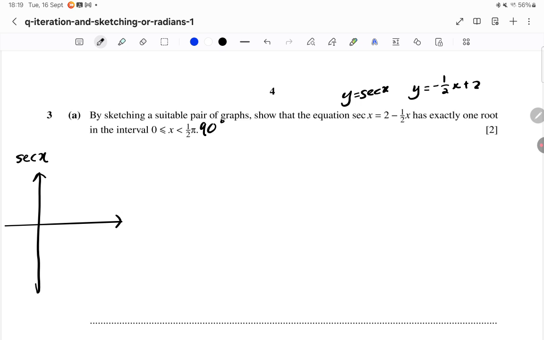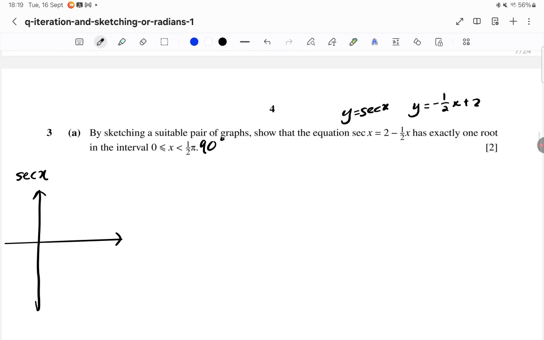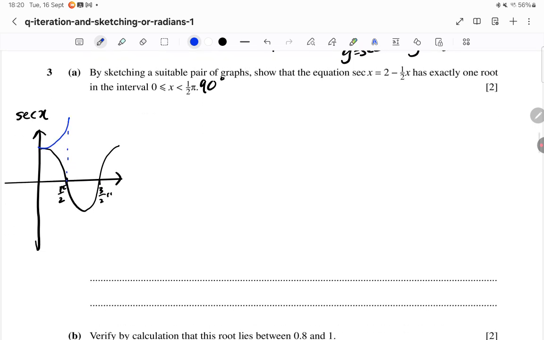Okay, so 1 over 2 pi. If you could recall, secant x is transformed from the cos graph. So the cos graph looks something like this, where over here is pi over 2, and it's going to be 3 over 2 pi. Like I said, the secant graph is basically the reflection. So about pi over 2, you just need to lift it up. That's it. That's secant x.